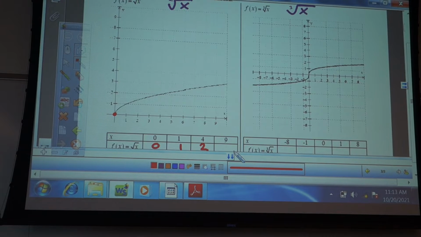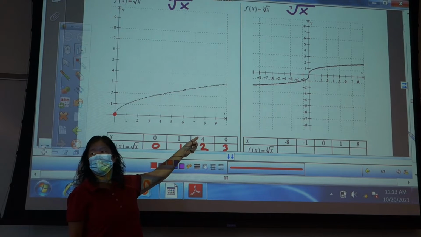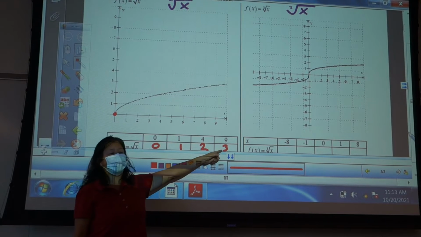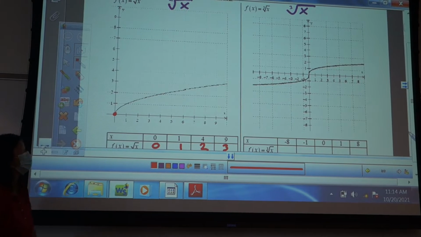David, what's the square root of 9? 3. Good? Everybody with this so far? How did you do that? Just real quickly, because what number multiplied by itself gives me 4? What number multiplied by itself gives me 9? Okay, so 3 times 3 is 9. Okay, thank you.